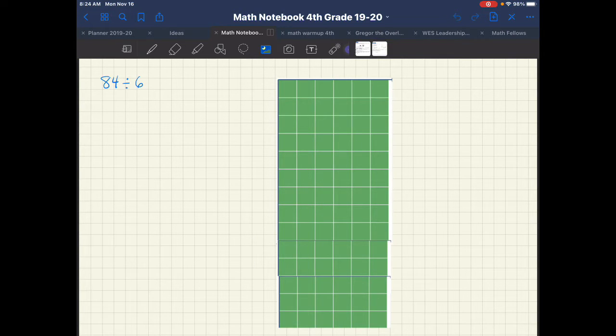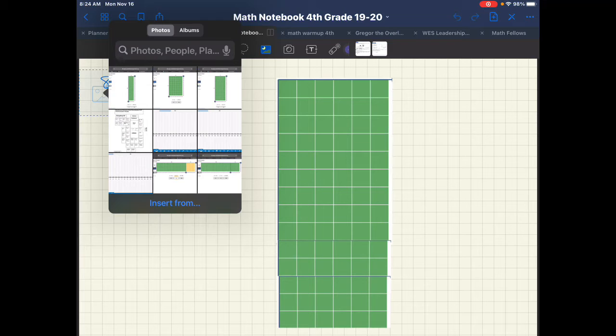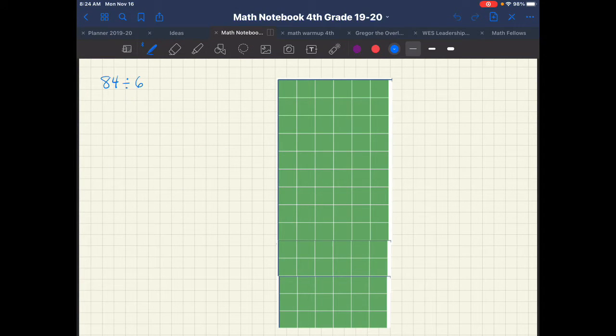So we have 84 divided by 6. That means we want to know how many groups of 6 makes 84. Or we can think of this as 6 times what equals 84.